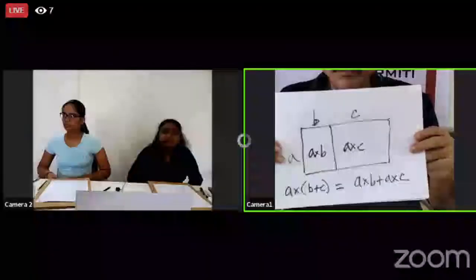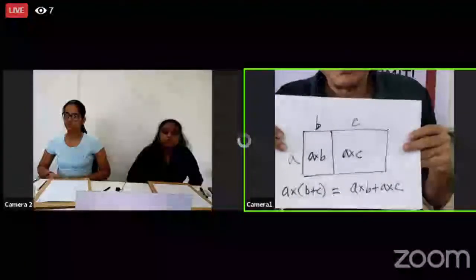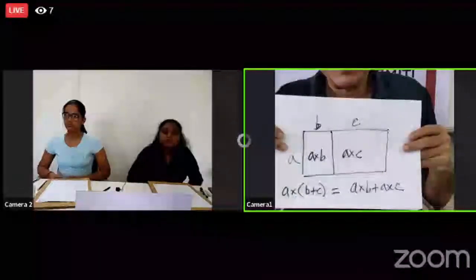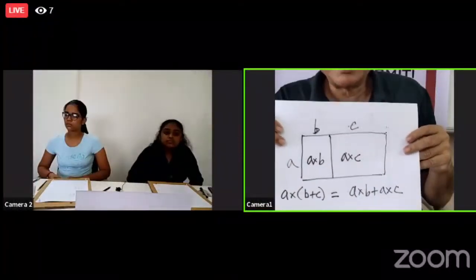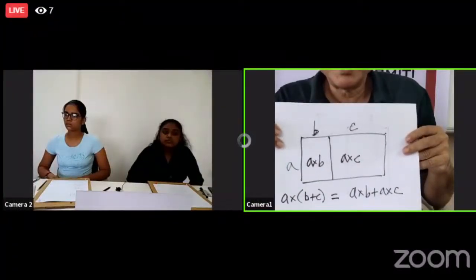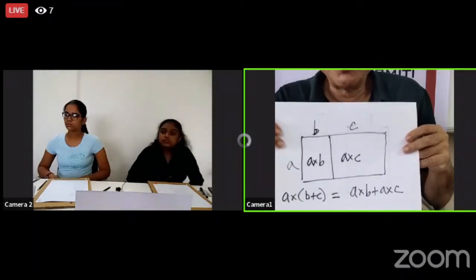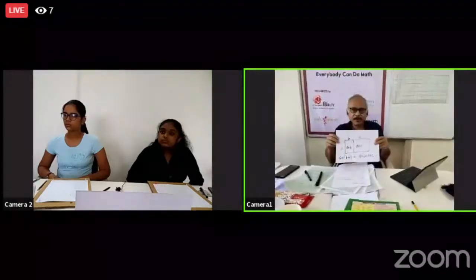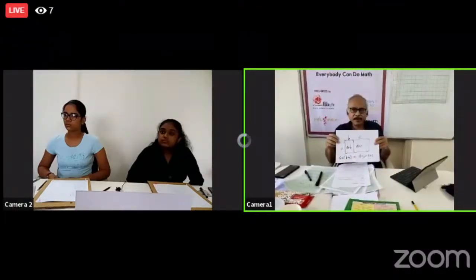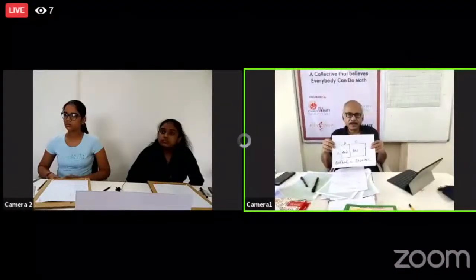So when you have a problem like this, and I give you different values for A, B, and C, at that time, we can do it in many ways. I can do it on the calculator. I can do it by drawing a rectangle. And I should get the same answer.